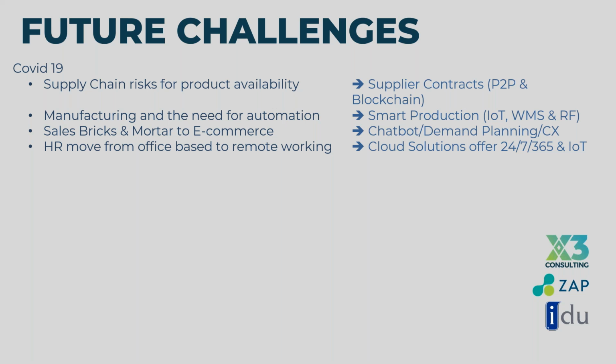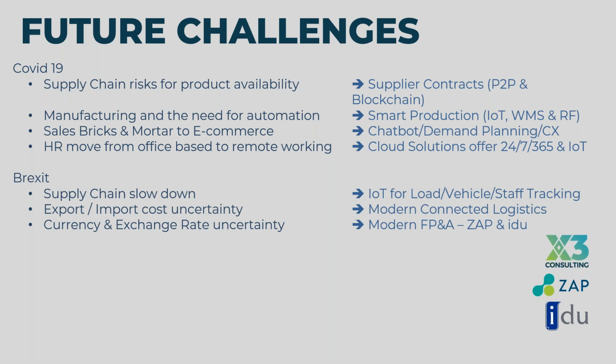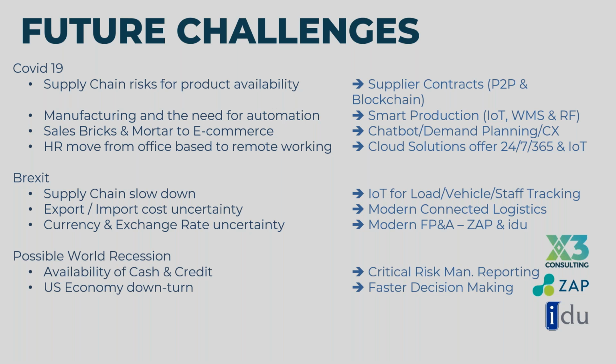Okay, a couple of things coming up. COVID-19 obviously is a big thing at the moment. I want to add one thing to that, which is that I think future vaccines will probably use blockchain to check that you're getting the right products. Brexit coming up. Again, I think we're moving from physical checking to virtual checking. So I think your loads and your products are going to be tracked now in a virtual environment. Just to finish on a happy tone, if we've got a world recession, I think critical reporting and fast decision making is going to be very, very important to get over issues that we have.